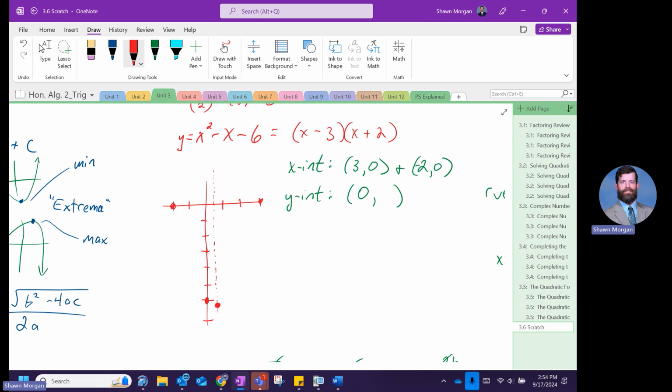Now, we're almost home free. Talk about the axis of symmetry. By the way, axis of symmetry is what kind of line? Vertical line. What do you know about the equation of a vertical line?